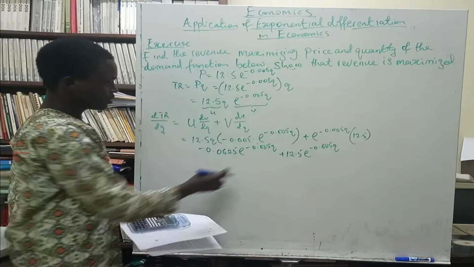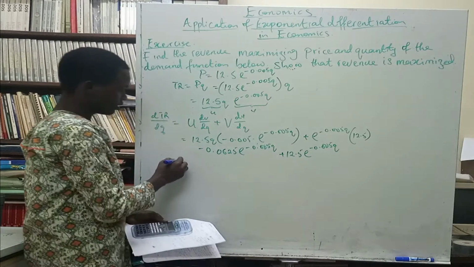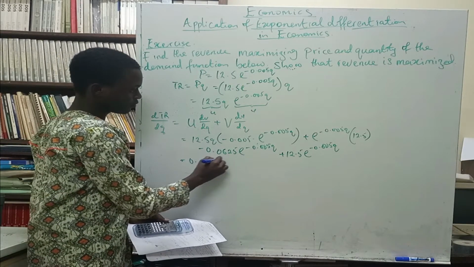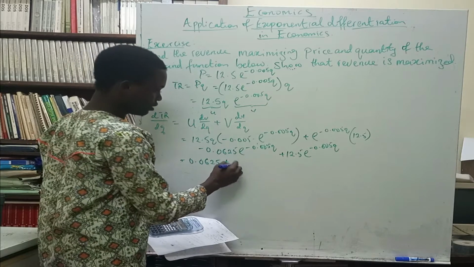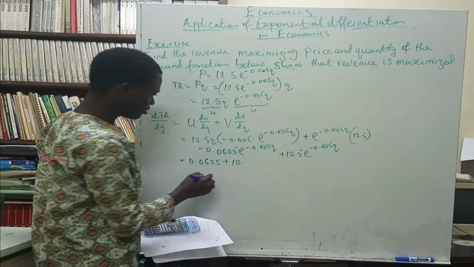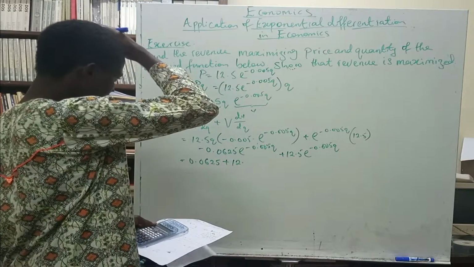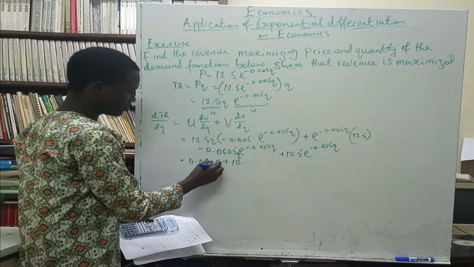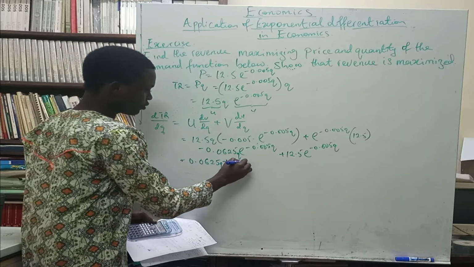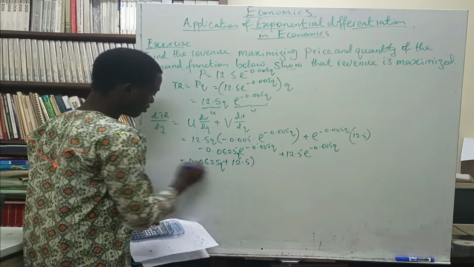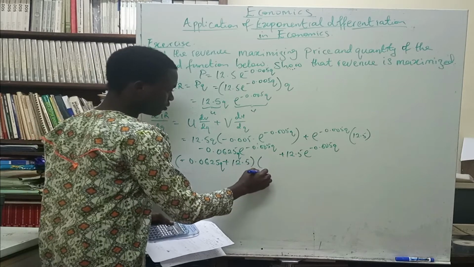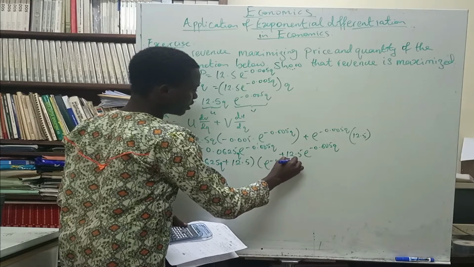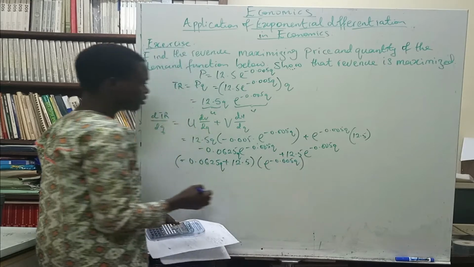So we collect like terms. This is common, so you can just say minus 0.0625 Q plus 12.5, there should be a Q there, close the brackets, then we have e raised to power minus 0.005 Q.